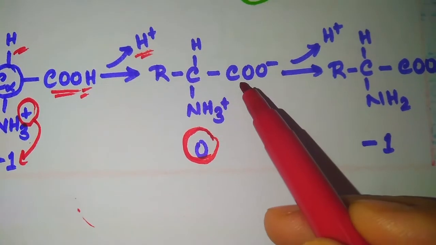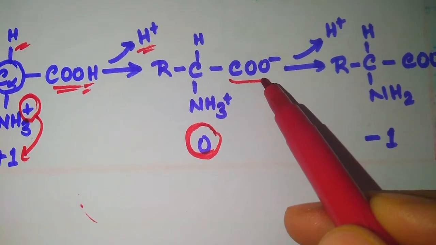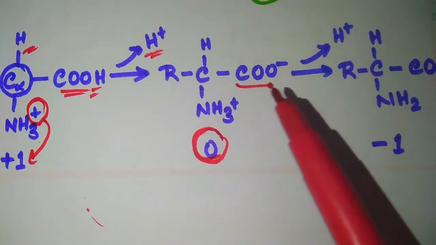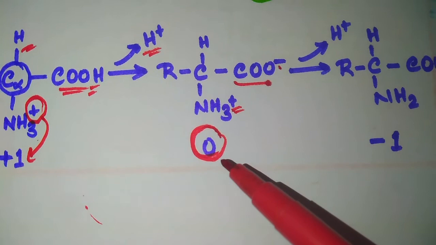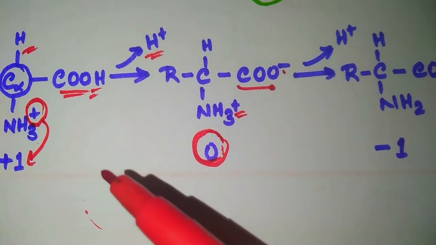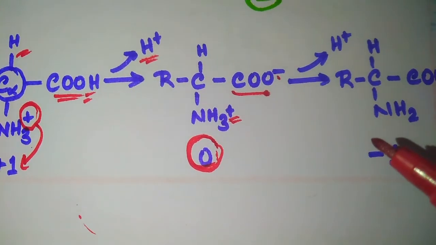Because now this carboxyl group is not neutral. It has a negative charge, and this negative charge and this positive charge cancel each other, and we have a zero net charge on the compound.